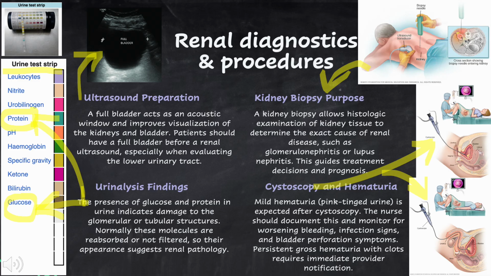Next, a kidney biopsy is an invasive procedure where a needle is used to extract a small sample of kidney tissue. The purpose is to examine the tissue under a microscope to determine the exact cause of kidney disease. For example, distinguishing glomerulonephritis, lupus nephritis, etc. Knowing the precise pathology guides targeted treatment and informs the prognosis.